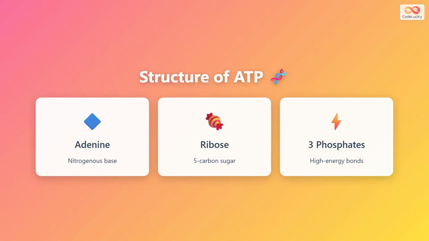ATP is built from three main components. First, there's adenine, which is a nitrogenous base that forms part of the molecule's backbone. Second, we have ribose, a 5-carbon sugar molecule that connects everything together. Third, and most importantly, there are 3 phosphate groups attached in a chain. These phosphate groups are connected by high-energy bonds, and it's these bonds that store the chemical energy cells need. The arrangement of these 3 components gives ATP its unique ability to store and transfer energy.